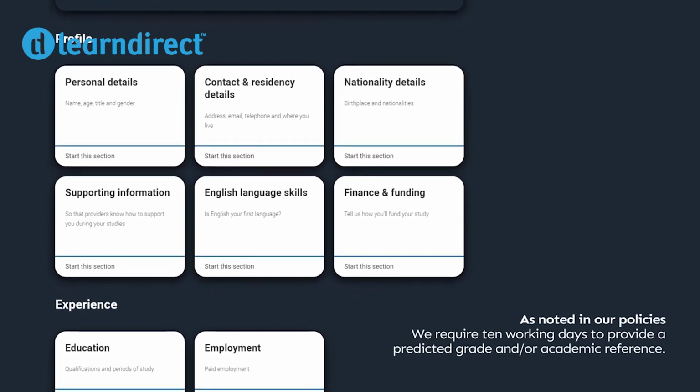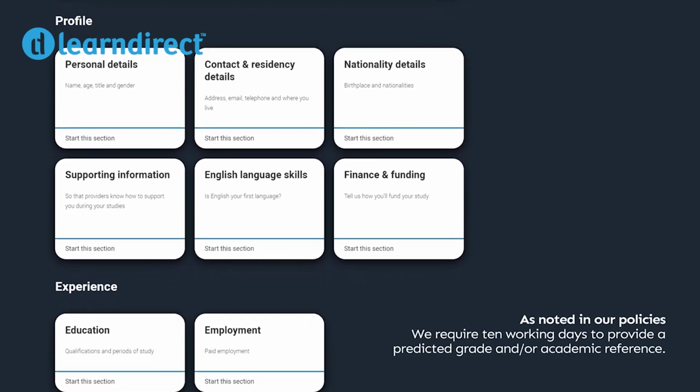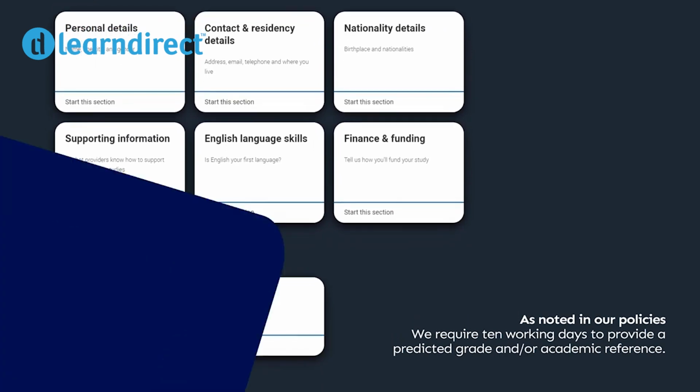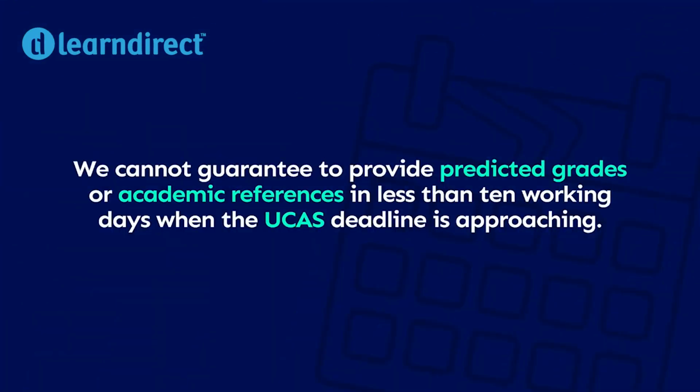As noted in our policies, we require 10 working days to provide a predicted grade and/or an academic reference. We cannot guarantee to provide predicted grades or academic references in less than 10 working days when the UCAS deadline is approaching.